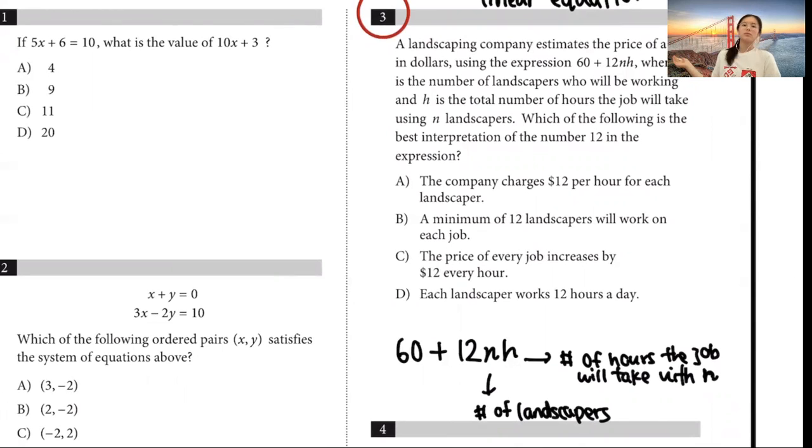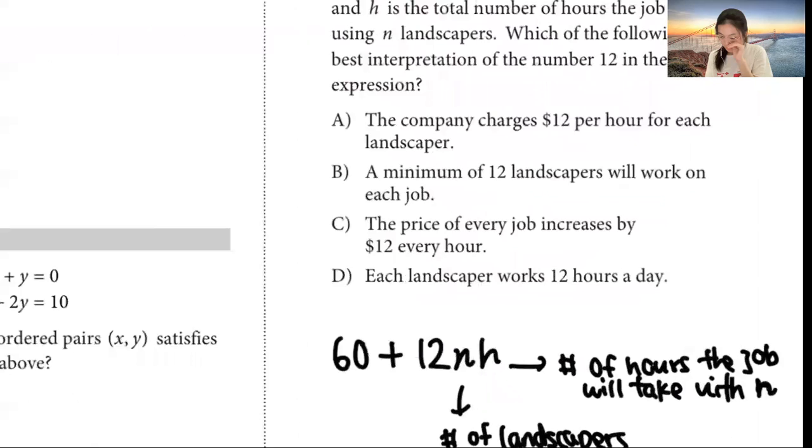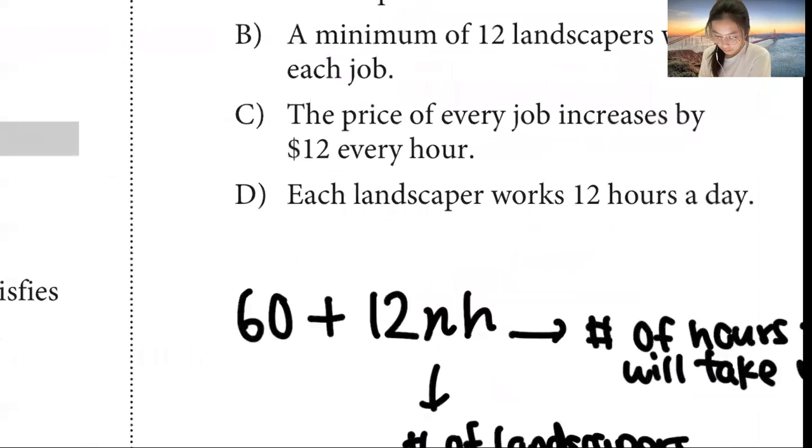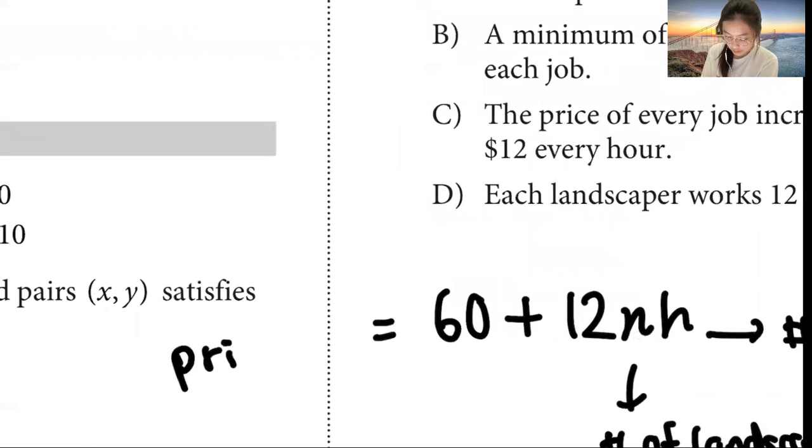So it's dollars throughout, so we're not converting any units here, but it's showing the price of a job, the price. So throughout this equation, price needs to be consistent. So that's going to be the price of the job.